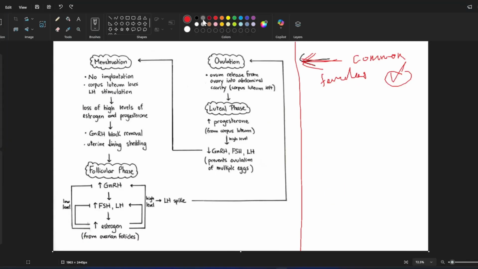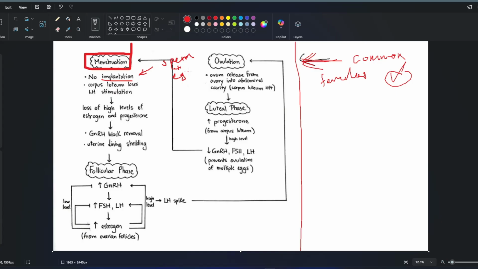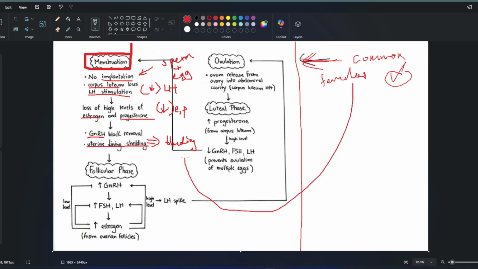Okay, so let's go over it in this way. Let's start with menstruation. So you have no implantation, meaning there is no sperm plus egg. So your corpus luteum loses LH stimulation, so you don't have LH. If you don't have LH, then you lose high levels of estrogen and progesterone. So all your hormones are basically going down. LH is going down, estrogen is going down, progesterone is going down. And now your GnRH blocks the removal, uterine lining starts to shed. And that's what we know as your menstruation. The shedding is your bleeding.